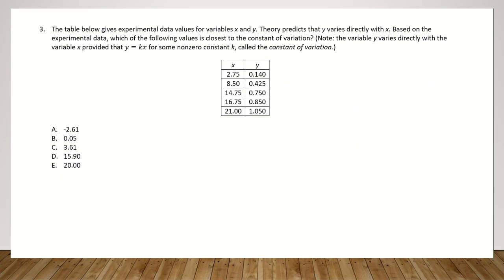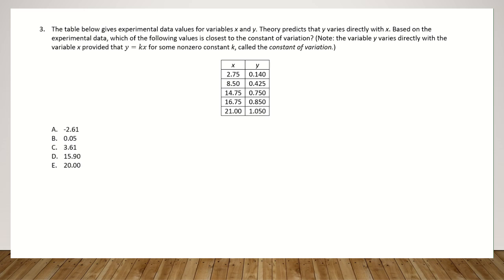Next problem, the table below gives experimental data values for variables x and y. So this is one of our bivariate data examples. Bivariate, bi means 2, and then variate, variable, it's 2 variable data, okay? It's not scary, bivariate, 2 variable, x and y. Theory predicts that y varies directly with x. Based on the experimental data, which of the following values is closest to the constant of variation? Note, the variable y varies directly with the variable x, provided that y equals kx for some non-zero constant k called the constant of variation.